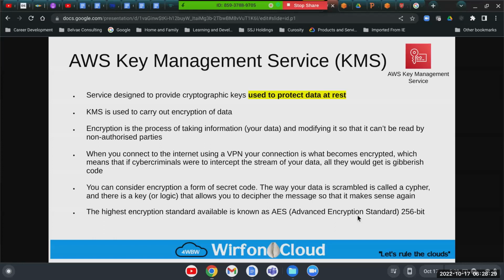Before that, we had AES 128, which was the highest, which was called Triple DES, Digital Encryption Standard number 3.